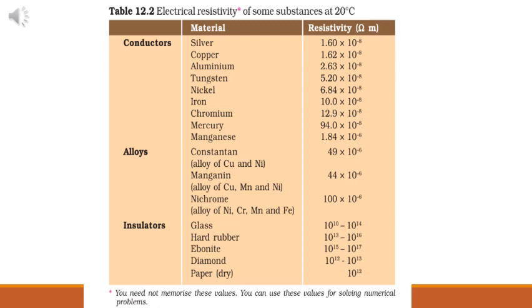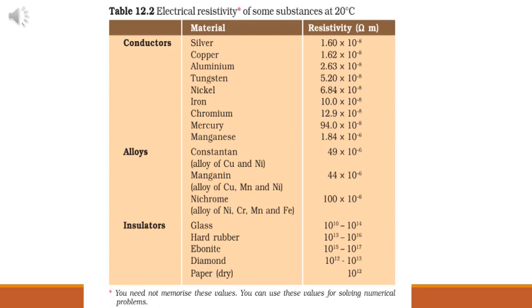We first start with conductors. If you see silver, 1.60 into 10 raised to minus 8. So 10 raised to minus 8 means 7 zeros after the decimal point and then 1.6. So that means it is offering very low resistance. Second is copper, aluminium. Just see the resistance of aluminium. This is the reason why we use aluminium or copper wires.